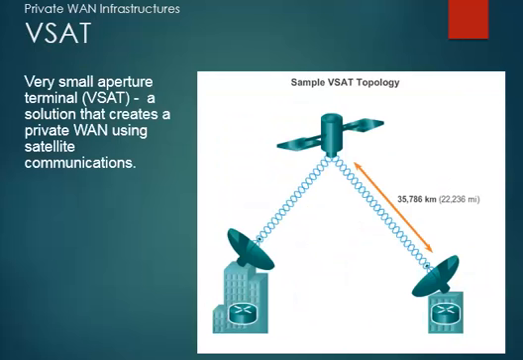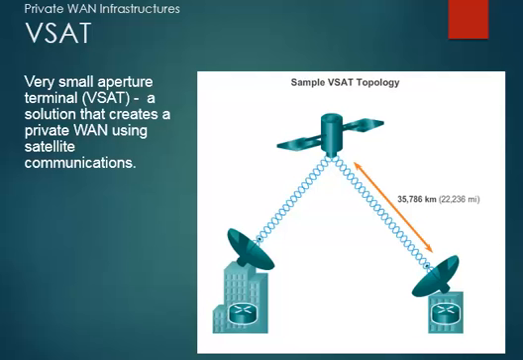Now we have VSAT. All private WAN technologies discussed so far use either copper or fiber optic media. What if an organization needs connectivity in a remote location where there are no service providers that offer WAN service? Very Small Aperture Terminal, or VSAT, is a solution that creates a private WAN using satellite communications. A VSAT is a small satellite dish similar to those used for home internet and TV. VSATs create a private WAN while providing connectivity to remote locations.